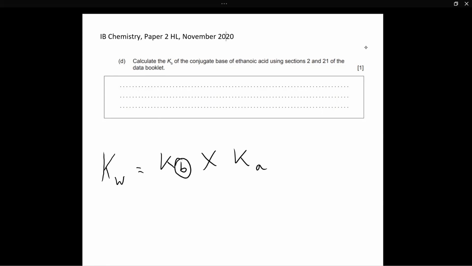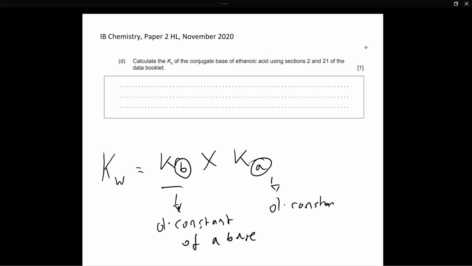B for base and A for acid, well, obviously, right? So Kb is basically the dissociation constant of a base, and well, Ka is the dissociation constant of an acid. And we only calculate Kb and Ka for weak acids and weak bases. We don't calculate these for strong acids and strong bases, only for weak acids and weak bases.